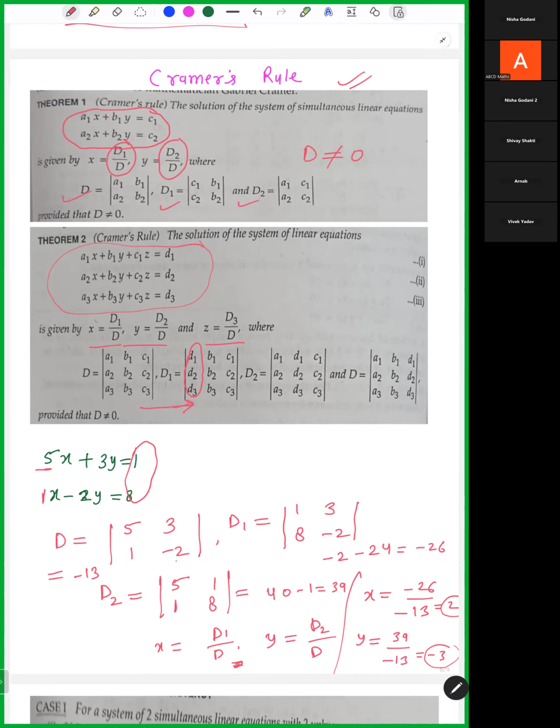Similarly, you can see the change in D and D2. In D2, only the second column is changed, and the first and third columns are the same as in D. Similarly, you have D3. In D3, the third column is written with the constants, and the first and second columns are the same as in D. Okay, so you can determine these determinants and then find the solution by using these formulas for x, y, and z.